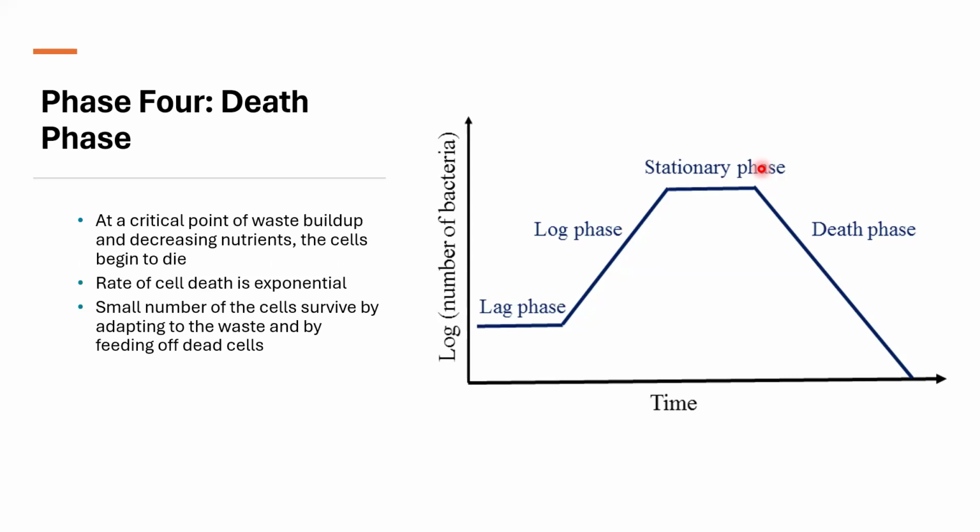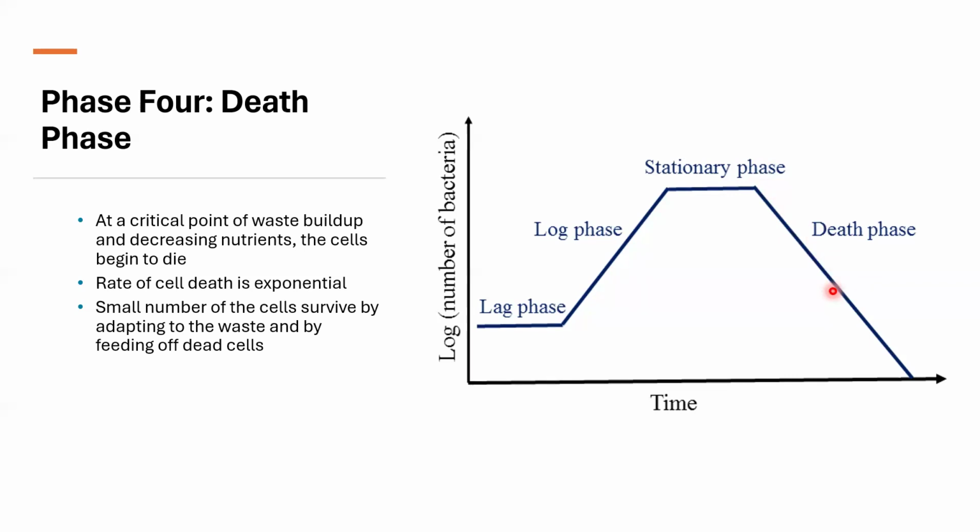Eventually you get to phase 4. And in phase 4, this is the death phase. This is when you reach this critical buildup of waste, right? And when you get to this critical buildup of waste, you don't have very many nutrients left. The cells just start dying and you get exponential death or exponential decrease.